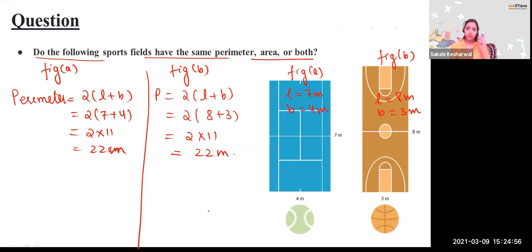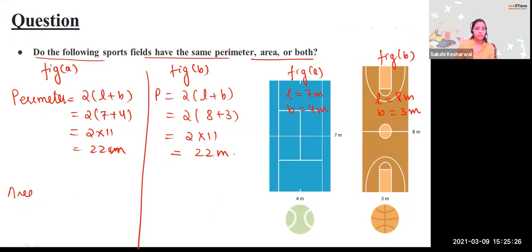So the conclusion we get is that with different values, you might get the same perimeters, but the areas might be different, right? So this is the way it works. But if the areas are the same, the perimeters have to be equal, right? Because L into B, you multiply them, they're going to give the same. But just see this. It is like vice versa.